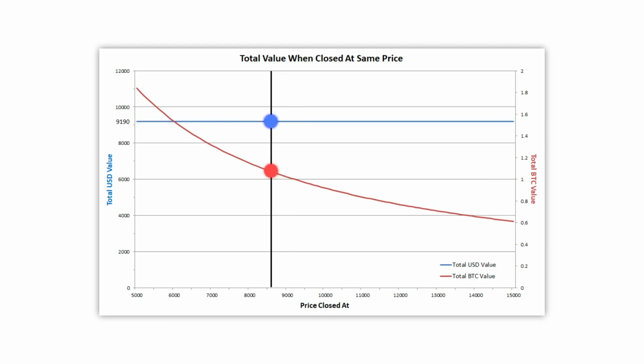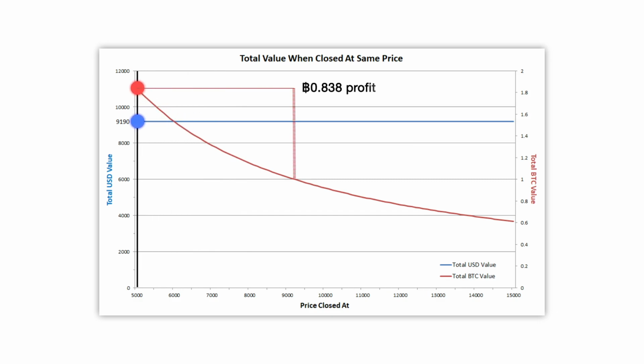For example, if by the time the trader closes the positions the BTC price is $5,000, then the futures short will have made a profit of 0.838 BTC, resulting in a total balance of 1.838 BTC. As the Bitcoin price is now $5,000, the trader can sell this 1.838 BTC for $9,190. This is calculated as 5,000 times 1.838, which equals 9,190.